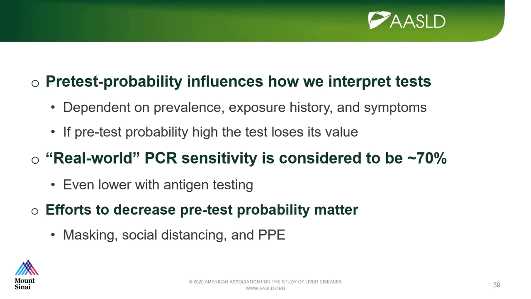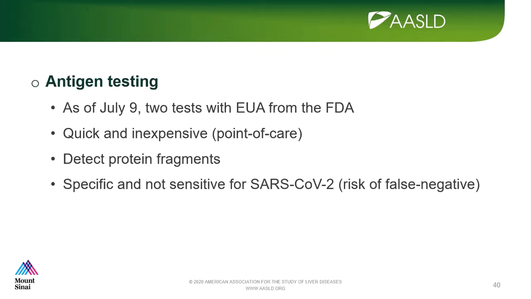So people report the real world PCR sensitivity is considered to be about 70%. And on the next slide, I'll talk about even with antigen testing, it's probably lower. So that's why these efforts to decrease the pretest probability are very important. So masking, social distancing, and appropriate use of PPE. So in terms of antigen testing, this has been highlighted in the news quite a bit in this last week.